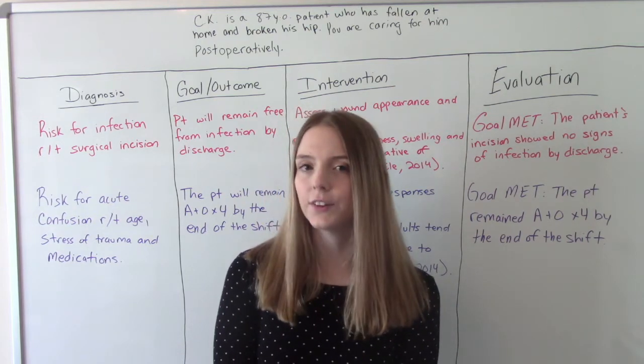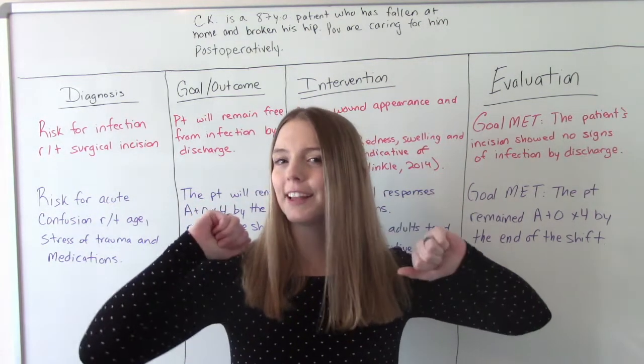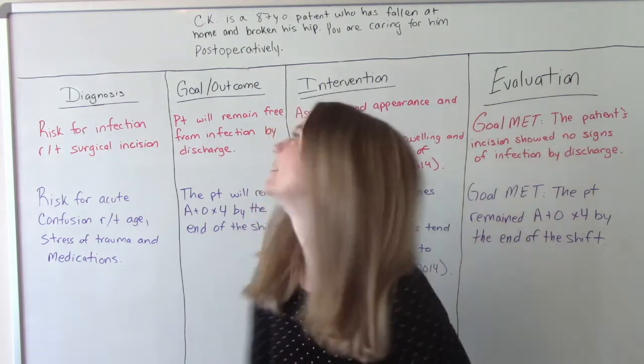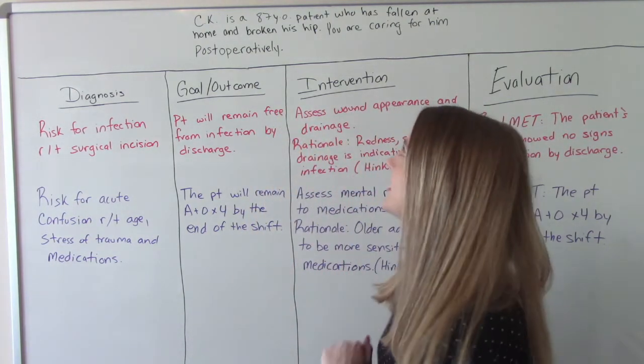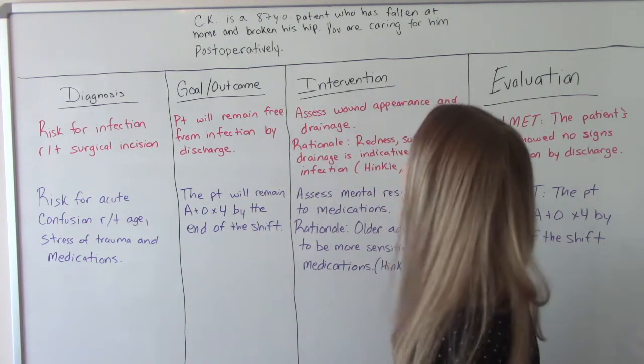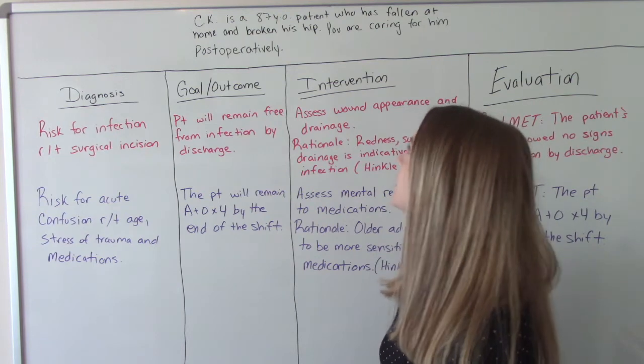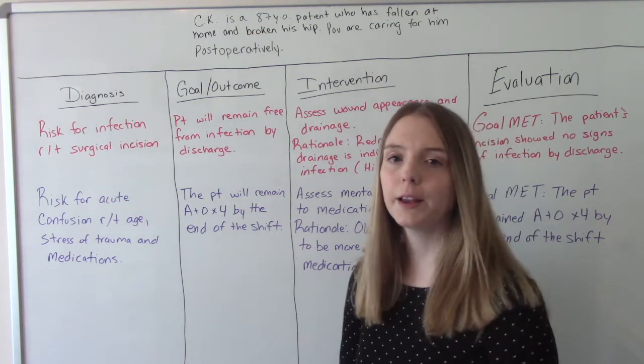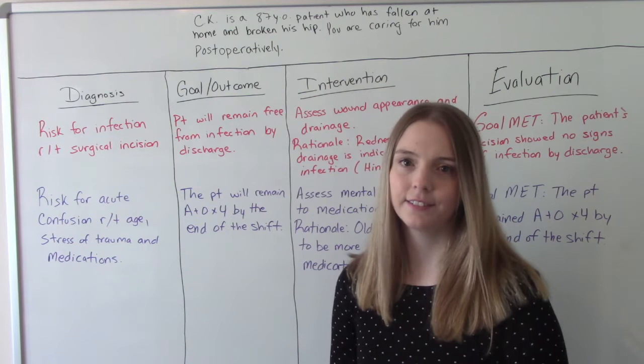In today's video, we're doing another care plan, so let's get into it. CK is an 87-year-old patient who has fallen at home and broken his hip. You are caring for him post-operatively.